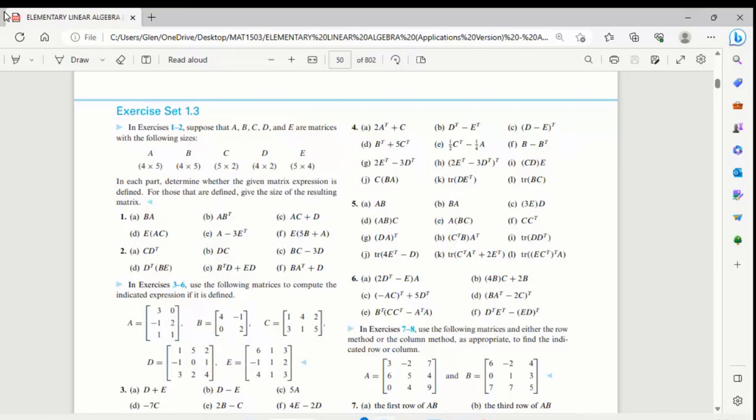I got first row 3/8 and 9/8. Second row, 3/2 and 3/8. Last row, 3/4 and 15/8. Yes, sir.